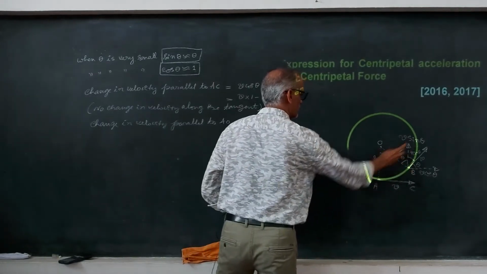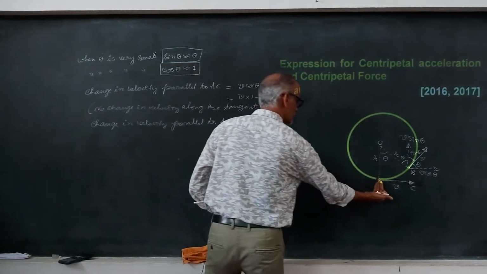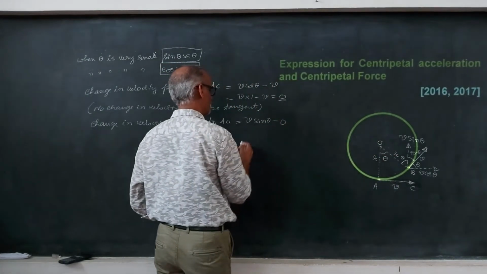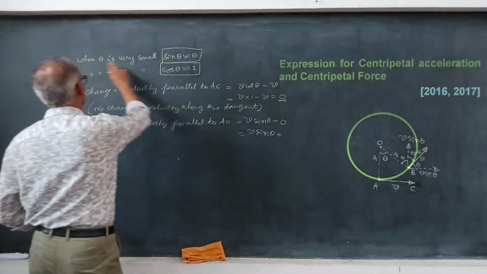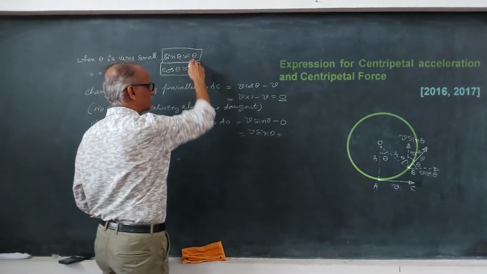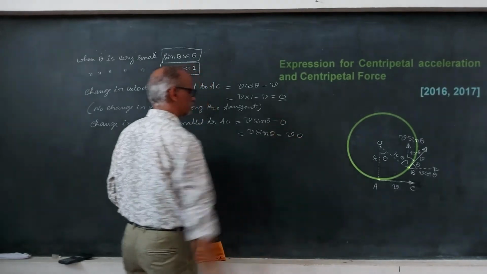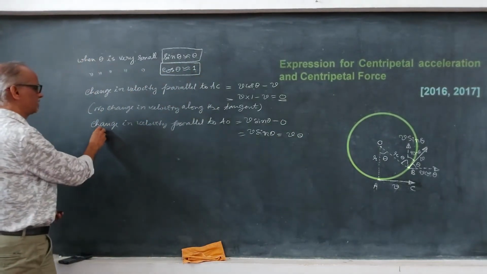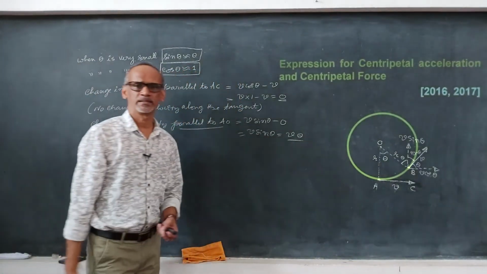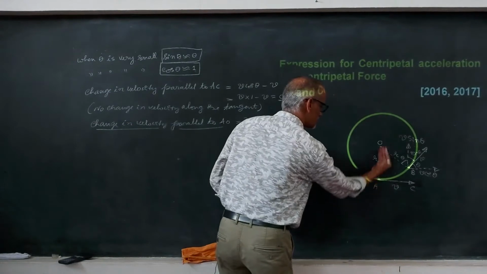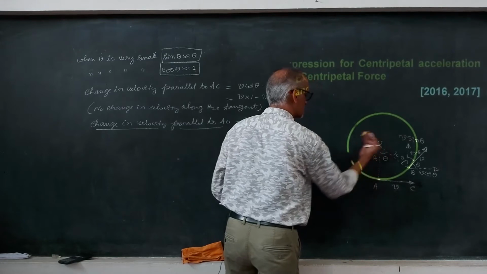Change in velocity parallel to AO, parallel to this. So here it's V sine theta minus, there is no velocity along this direction, that's why it is 0, which is V sine theta only. But when theta is very small, sine theta is approximately equal to theta. That is V, instead of sine theta, now we write it as V theta. So now you can see, we find that there is a change in velocity parallel to AO, which is given by V into theta. Therefore, there is a change in velocity along the radius toward the center.